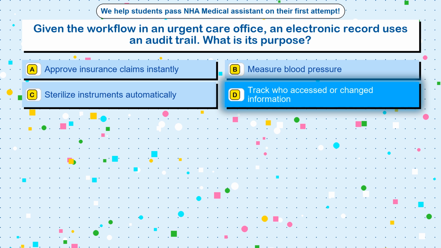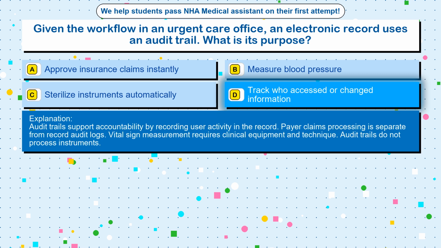The correct answer is option D, track who accessed or changed information. Audit trails support accountability by recording user activity in the record. Payer claims processing is separate from record audit logs. Vital sign measurement requires clinical equipment and technique. Audit trails do not process instruments.